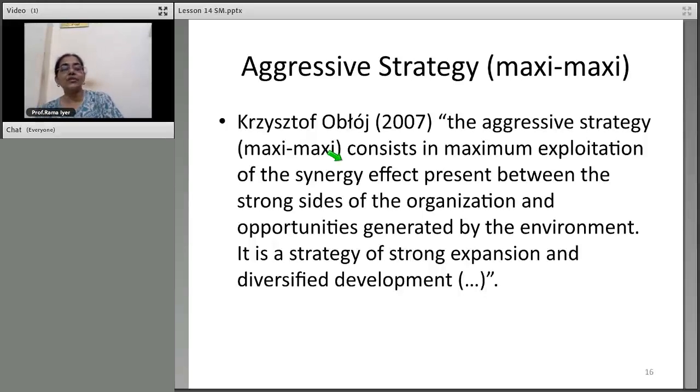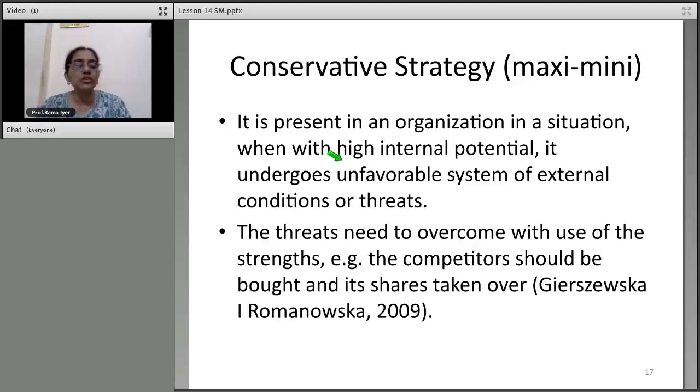Therefore, maxi-maxi refers to an organization within which the synergy effect is present. Both work well together. Opportunities are dominating in the environment. Got it? Aggressive strategy embraces actions such as capturing opportunities, strengthening position in the market, taking over organizations, concentration of resources on competitive products, etc. So that will work with our own strength to exploit the opportunity. That's about all. Same thing. There is nothing new in this point.